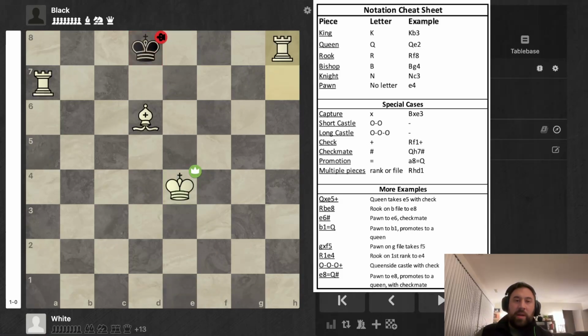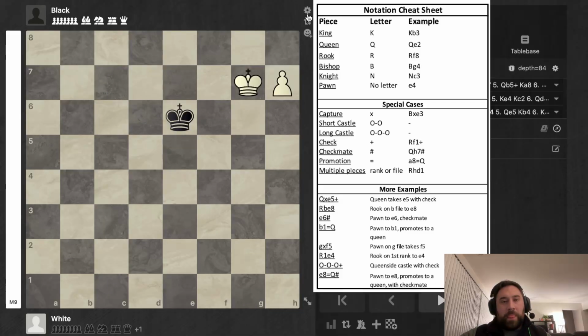Our next example is here. White to play, and the screen gave it away a little bit. It is checkmate. But what's the proper way to notate that? Go ahead and write that one down. Perfect. So this is rook h8 checkmate. rh8 hashtag. That's how we're going to write that. Perfect.